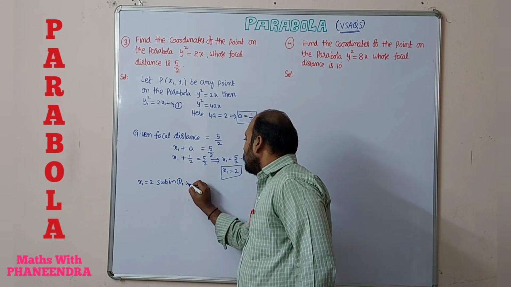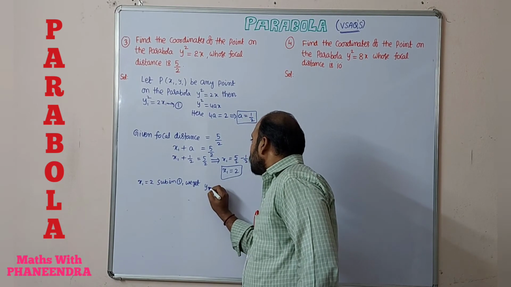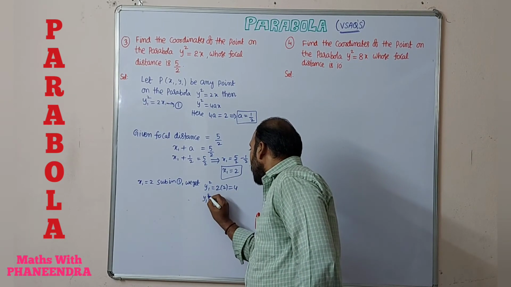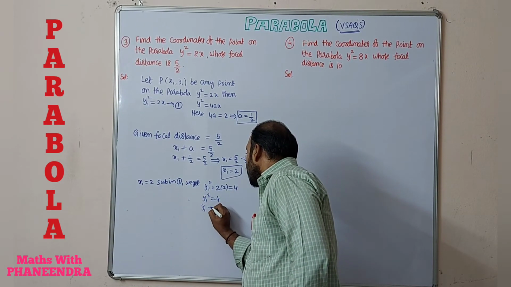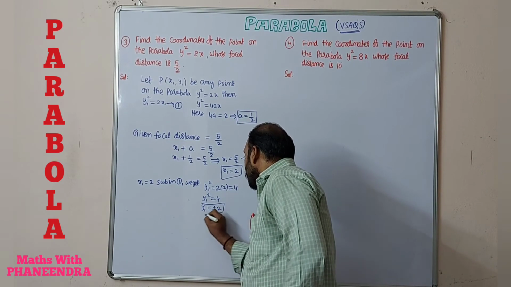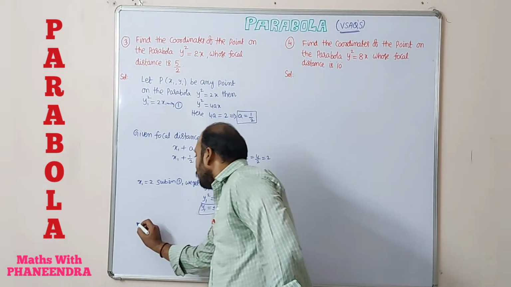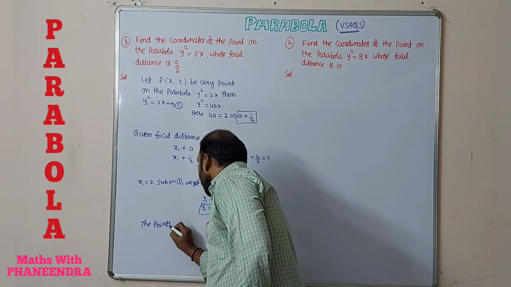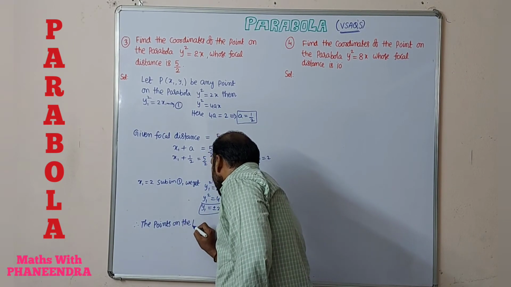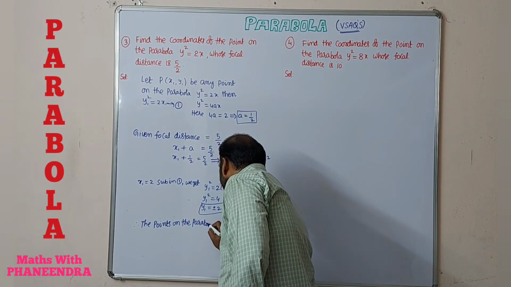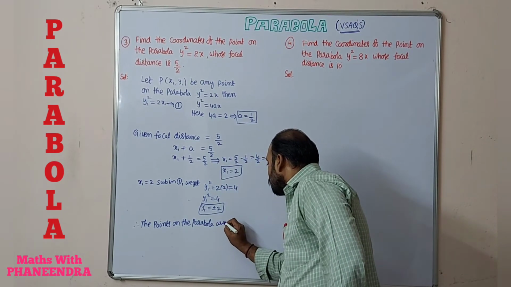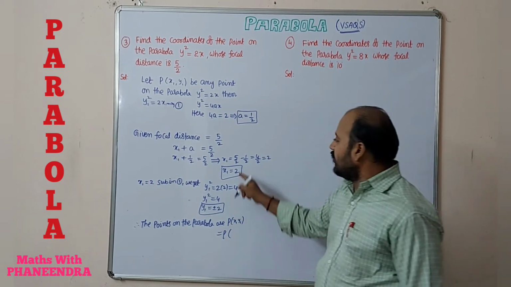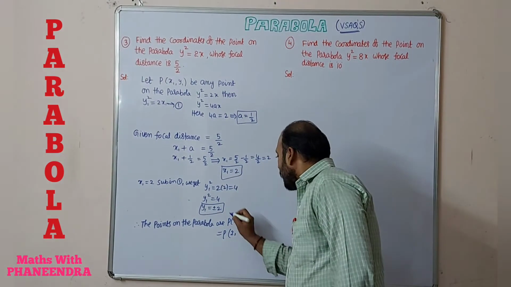So we get y1 square is equal to 2 into 2, which is equal to 4. So y1 square is equal to 4, y1 is equal to plus or minus 2. So therefore the points on the parabola are P of x1 y1 is equal to P of 2 comma plus or minus 2.